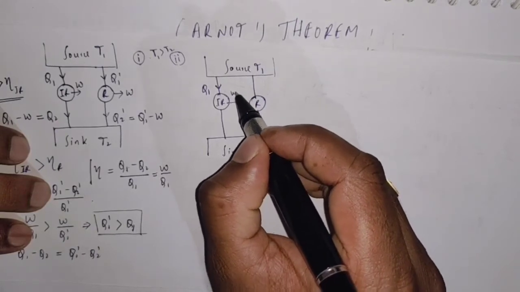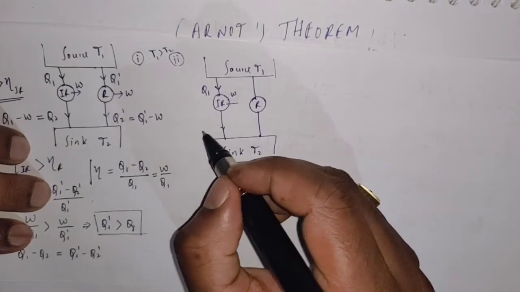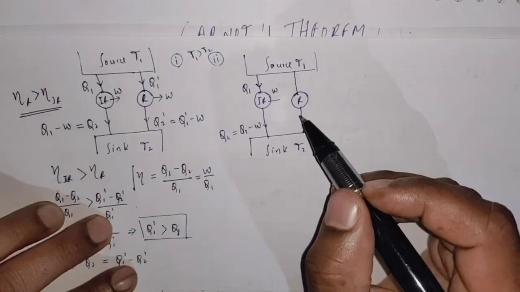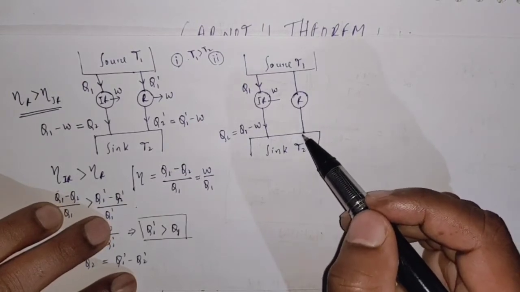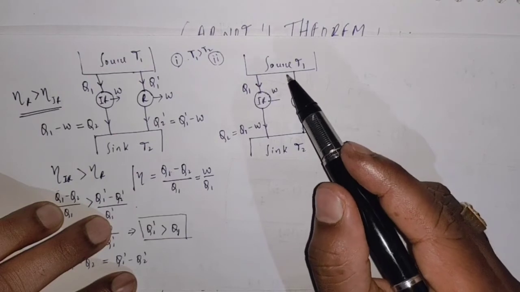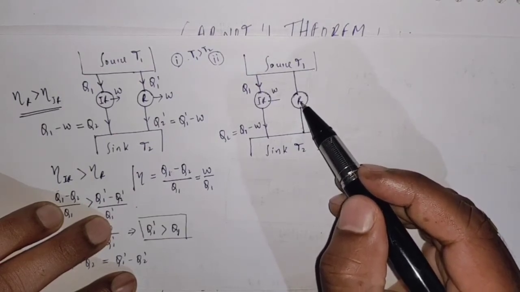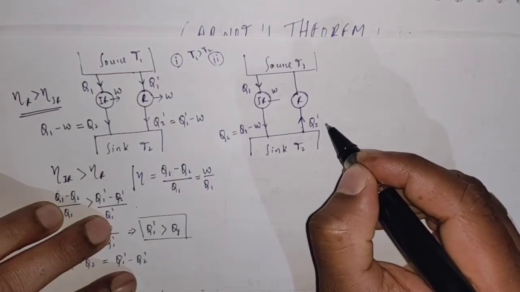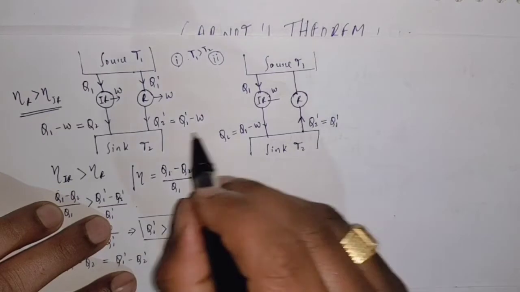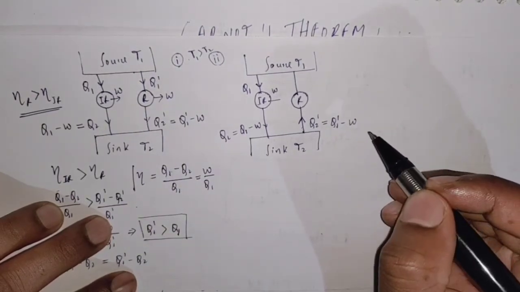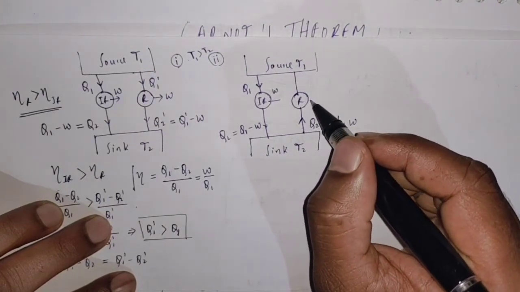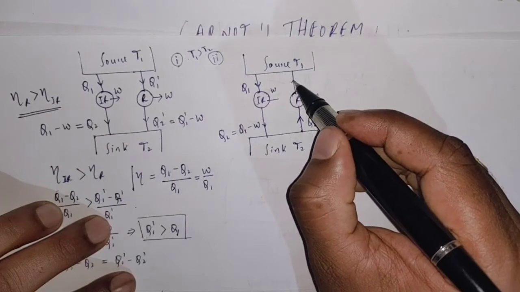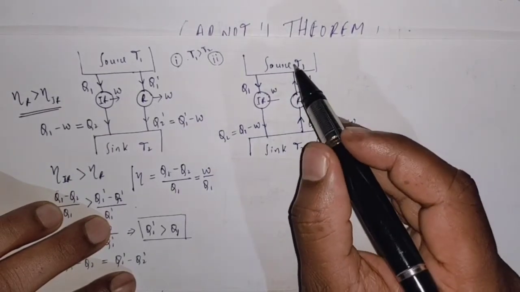it does some work W and it rejects Q2 amount of heat to the sink, or we can write it as Q1 minus W. In the second situation, the reversible heat engine absorbs heat from the sink and rejects heat to the source. That is, it is working as a reversible heat engine. Here it absorbs Q2 dash amount of heat, which is equal to Q1 dash minus W, and it is going to do some amount of work W, and it is going to reject Q1 dash amount of heat to the source.